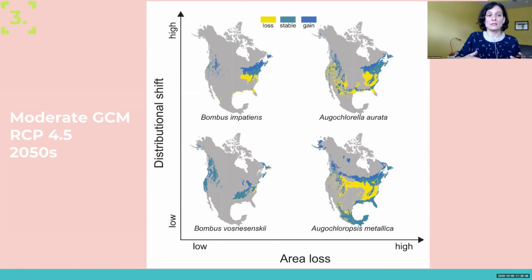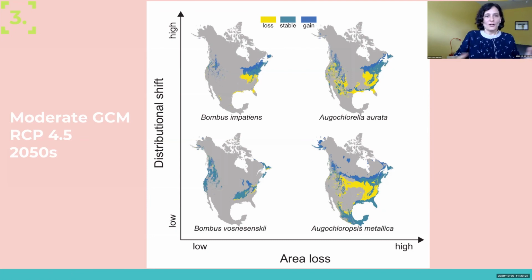So that basically means that the climatic conditions for this species are projected to be unsuitable in much of the current distribution of the species. So this is no distributional shift, just loss. And then in this up right corner, we have high area loss and also high distributional shift. So you see a lot of yellow here, and you also see blue regions, meaning that that's where the shift occurs, the distributional shift.